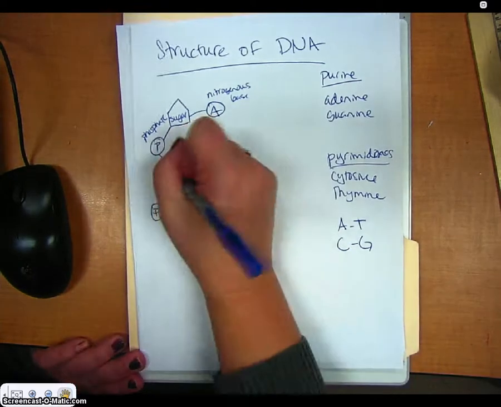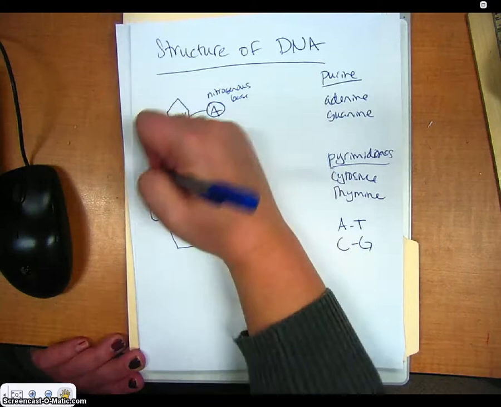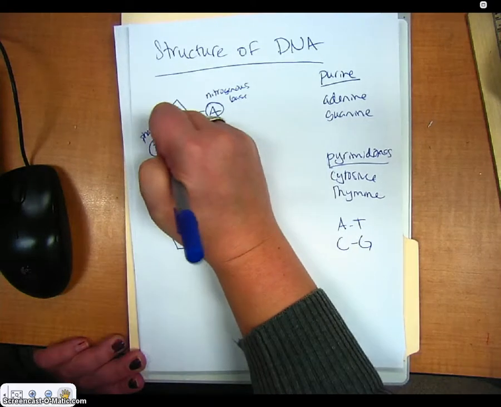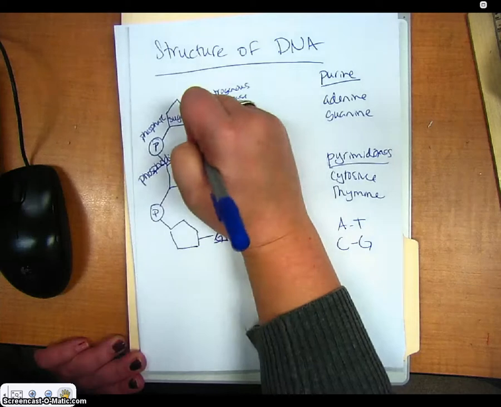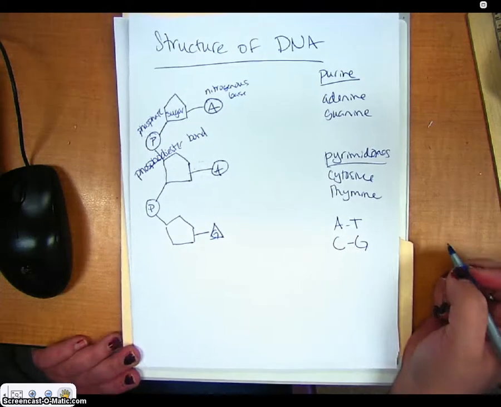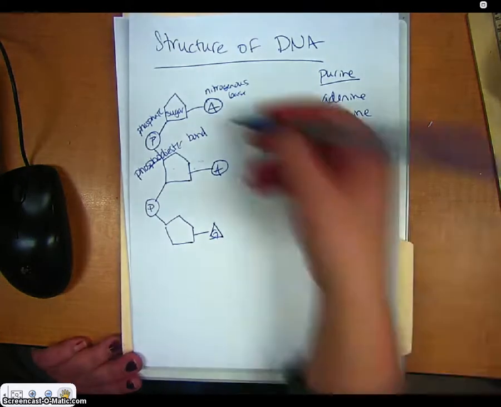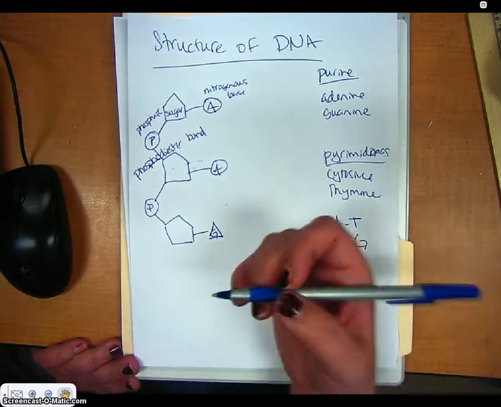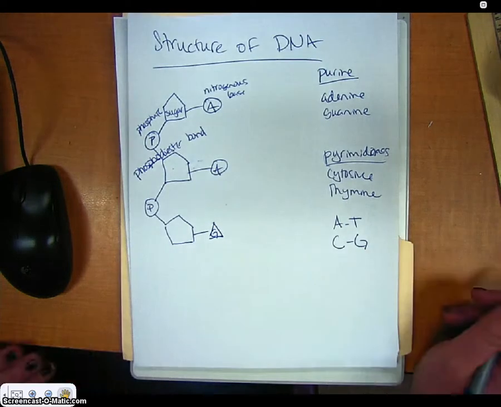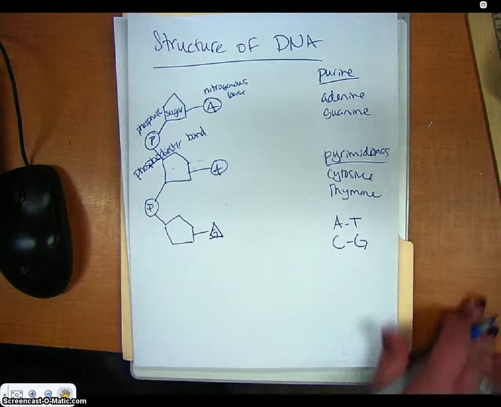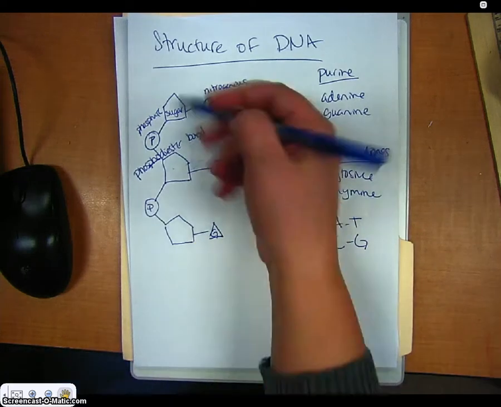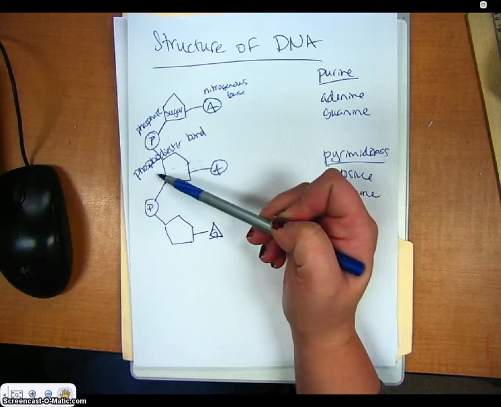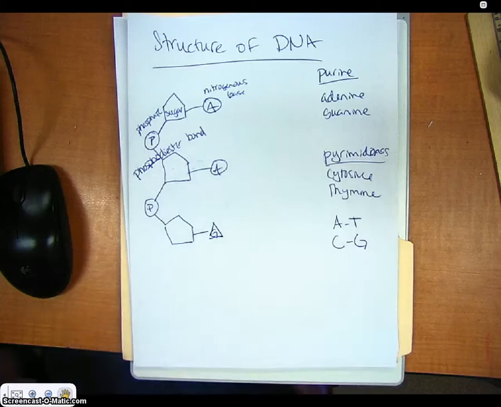Now, the bond between the phosphate and the sugar is a strong covalent bond called a phosphodiester bond. And this bond is difficult to break, which is important because the sequence of nitrogenous bases defines our genes and defines what proteins we make. So we want to easily maintain the order of things, which is why we've got this strong bond, which is called the backbone of the DNA.